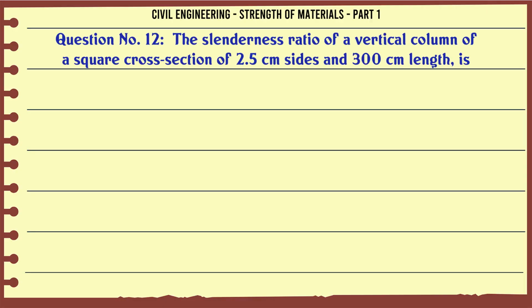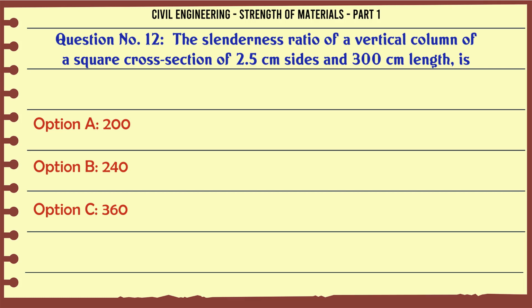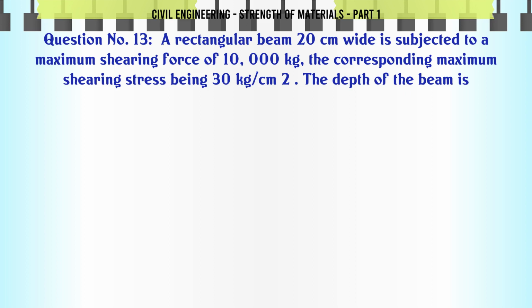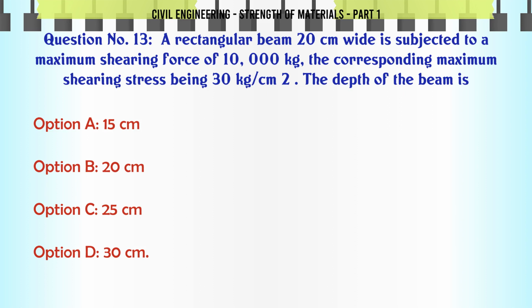The slenderness ratio of a vertical column of a square cross-section of 2.5 cm sides and 300 cm length is: (a) 200, (b) 240, (c) 360, (d) 416. The correct answer is 416.